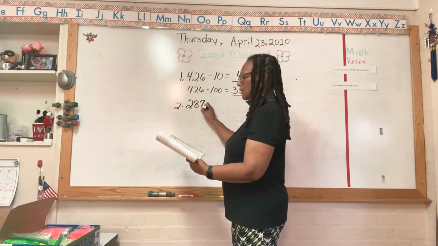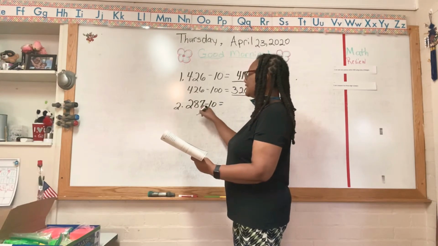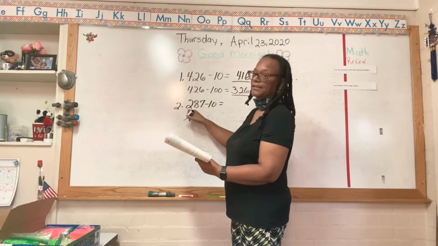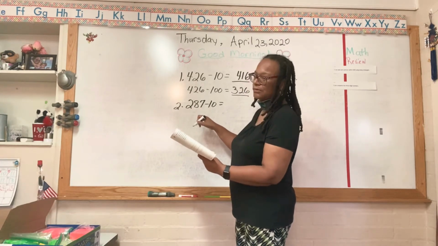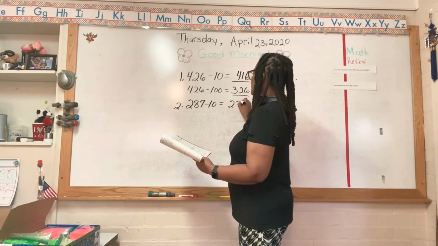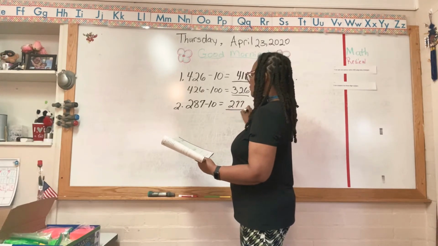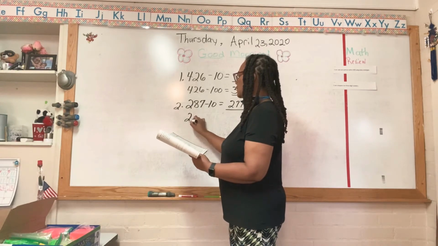287 minus 10. Look at the tens place now. What number is in the tens place? The 8. 8 minus 1 is 7. So 277. And then we're taking away 100.